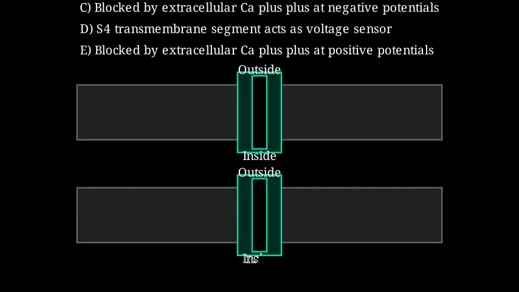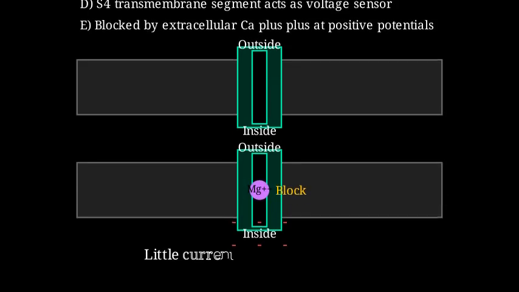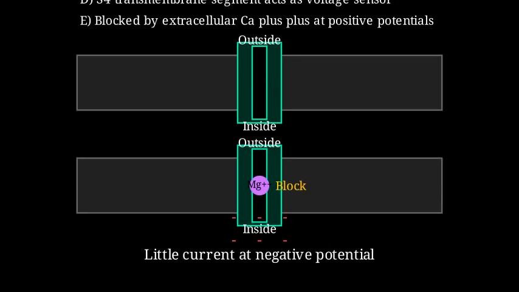Now, let's show a negative membrane potential. That means the inside is more negative than the outside. We'll draw negative signs inside. At negative potentials, extracellular magnesium ions are pulled into the pore, and they block the channel. When magnesium sits in the pore, ions like sodium or calcium cannot pass, so the current is very small. This is why at negative membrane potentials, the NMDA receptor conducts little current.